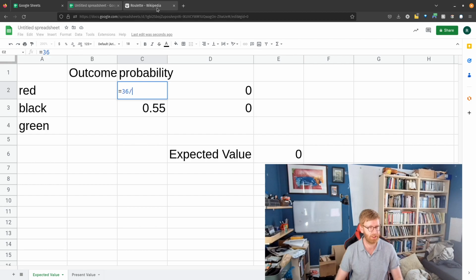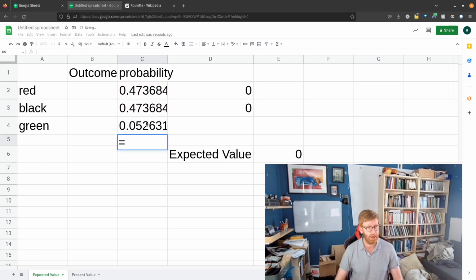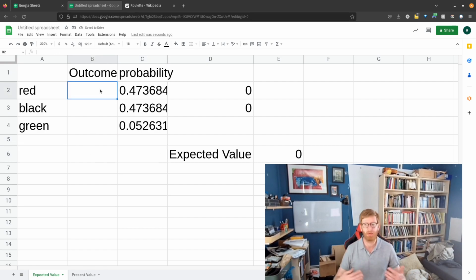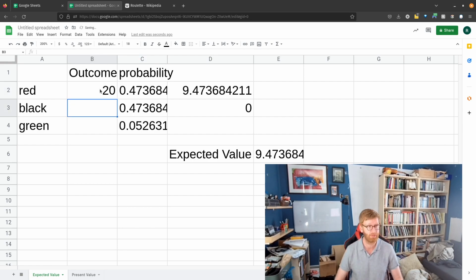What is 36 divided by 2? So we've got 18 red spots, 18 black spots, 2 green spots. So 18 over 38, 18 over 38, and then 1 minus those other two. Add those together, and just to make sure our math is fine, it adds up to 1, right? Adds up to 100%. All right, so what are the rules of our bet? Let's say we bet 10 bucks on red. If the ball lands on a red square, we're going to double our money. If it comes up on either of the other ones, then we get nothing.